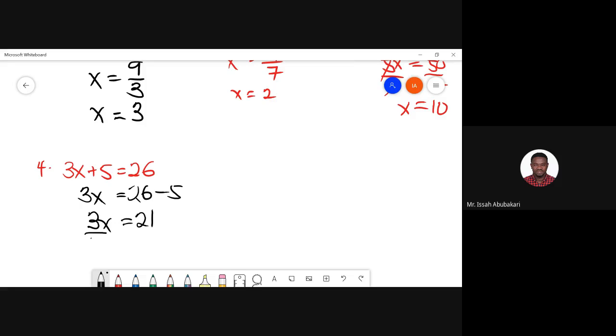Then we divide by 3. Divide this by 3. This 3 cancels this, and x is equal to 7. Is that okay? All right.